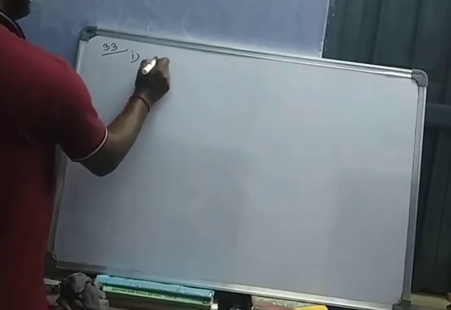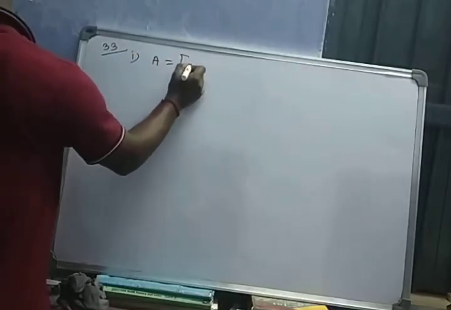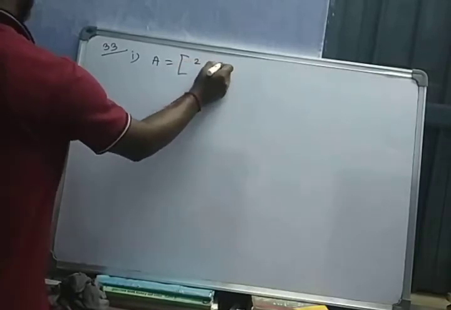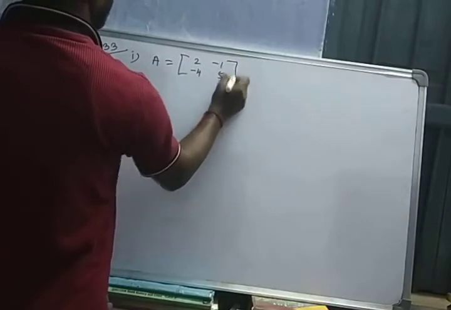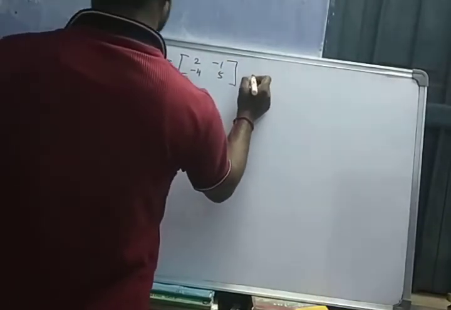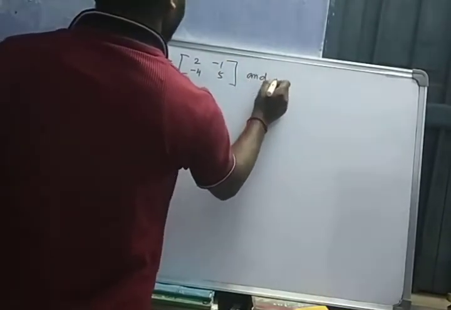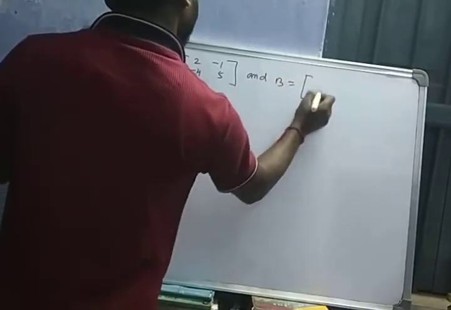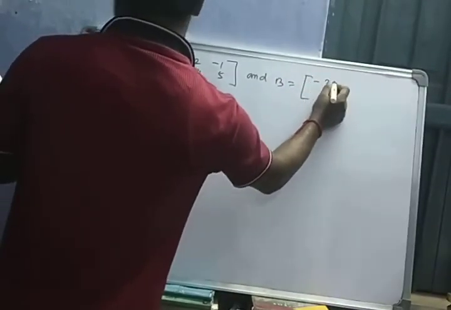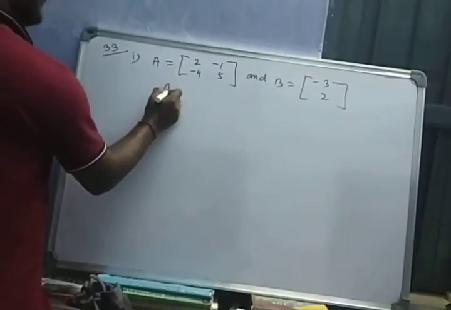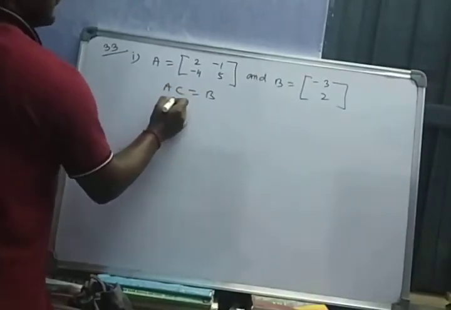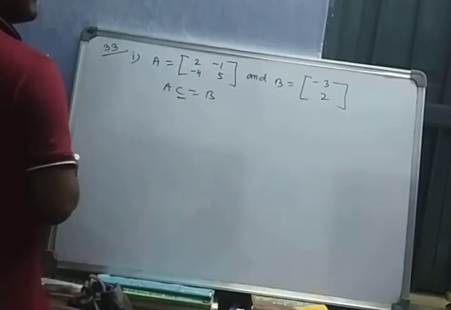A equals [2 -1; -4 5], and B equals [-3; 2]. Find a matrix C such that AC equals B. You have to choose the matrix C.